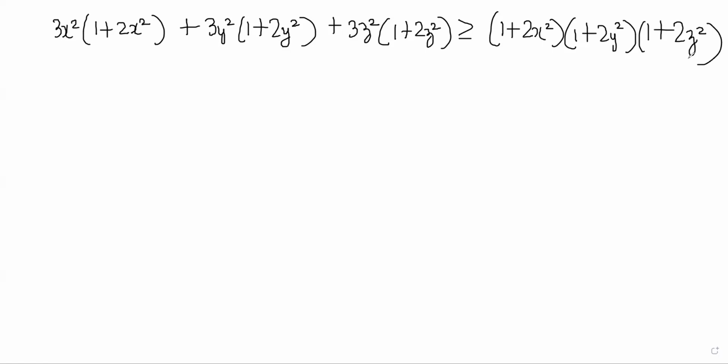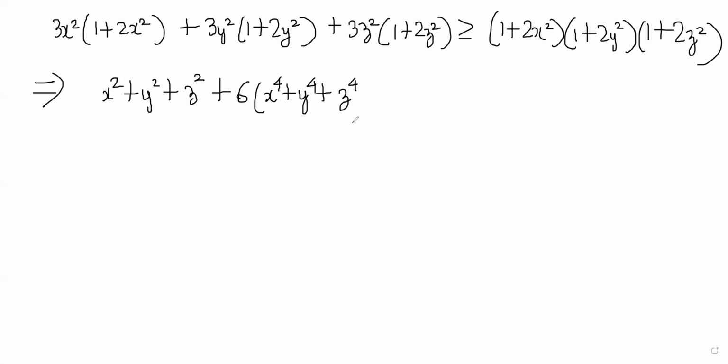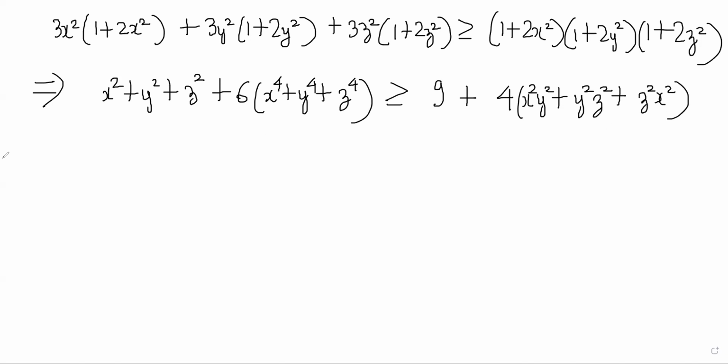Now this inequality, after a little bit of algebra, you can simplify, is equivalent to the inequality x square plus y square plus z square plus 6 times x power 4 plus y power 4 plus z power 4, and that should be greater than or equal to 9 plus 4 times x square y square plus y square z square plus z square x square. This is what we need to show now.